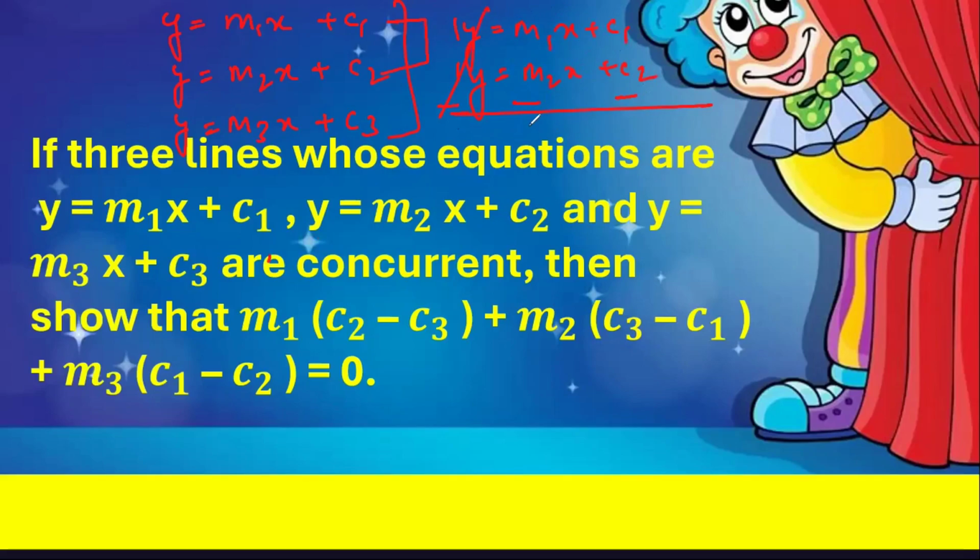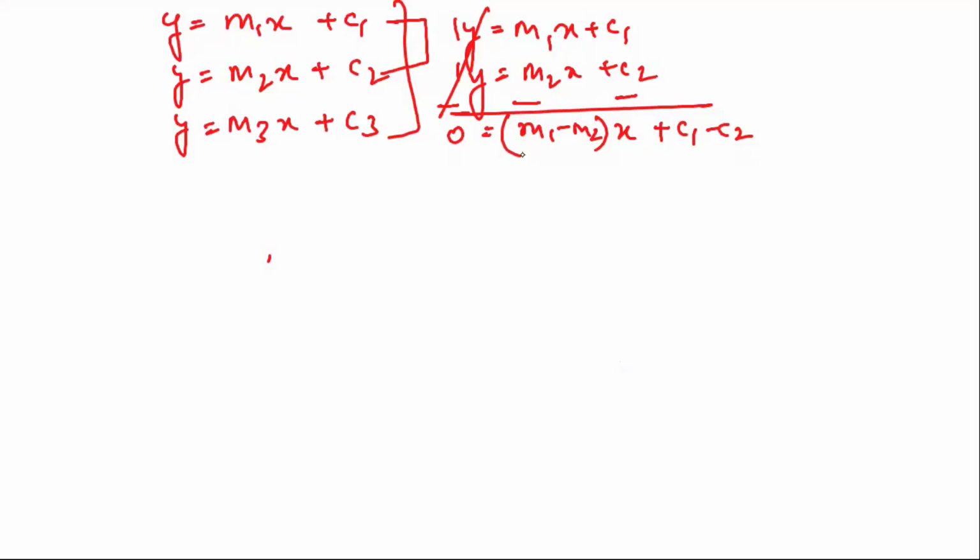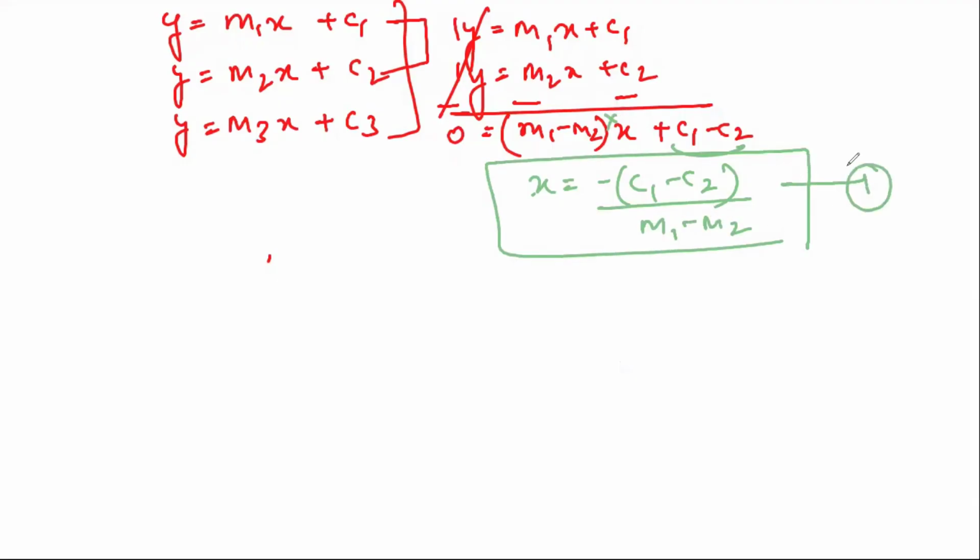Here you are left with m1x minus m2x. I'm taking x common and writing it as this. Wait a minute, let me change the page. Let me write it nicely. So x equals, I'm taking this to the other side, it becomes negative, and because it is in multiplication, it goes to division, right? So this is the first equation I got.